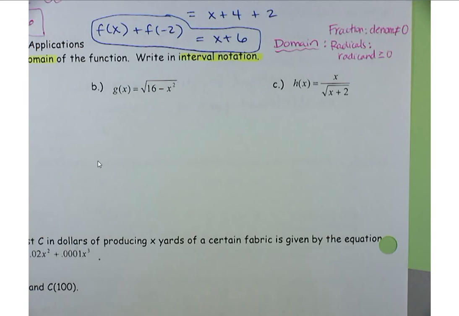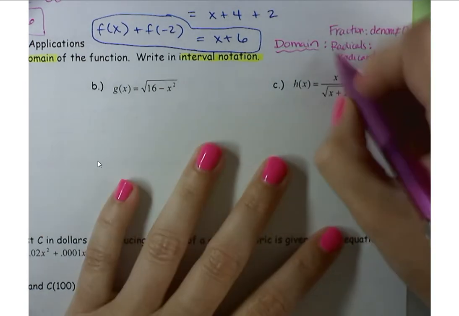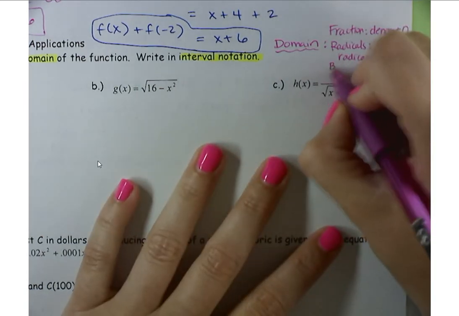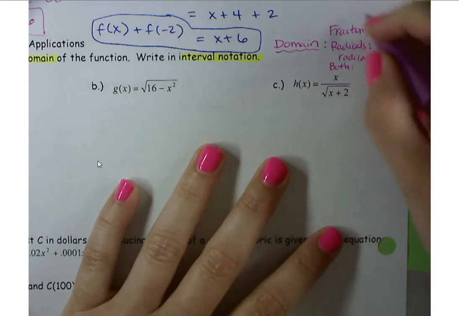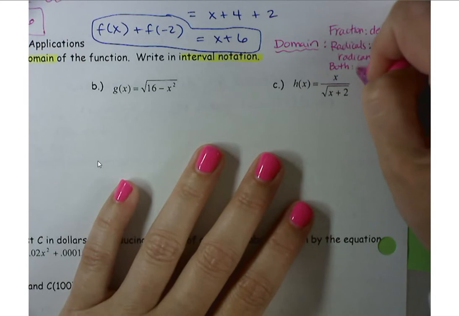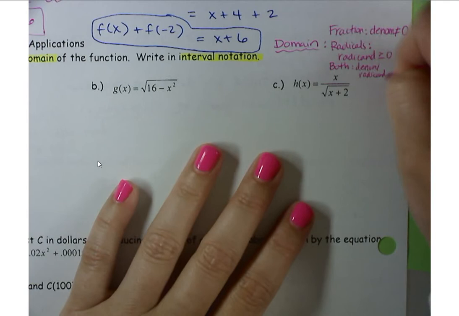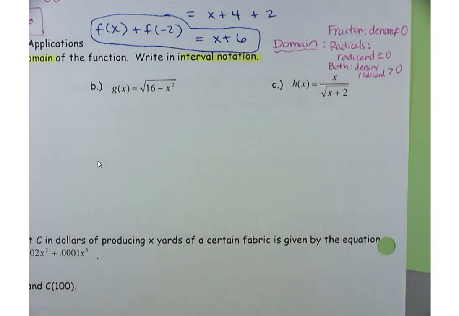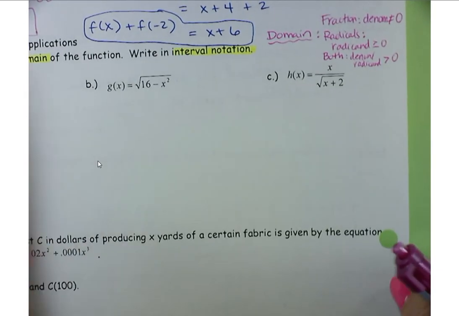And then in rare cases where we have both, you set the radicand on the denominator greater than 0. You guys remember that from 1.4? We had that little chart. Can equal 0, greater than or equal to 0, or greater than 0. So that's exactly what we're going to do here. It's just we're going to mix a few things together.